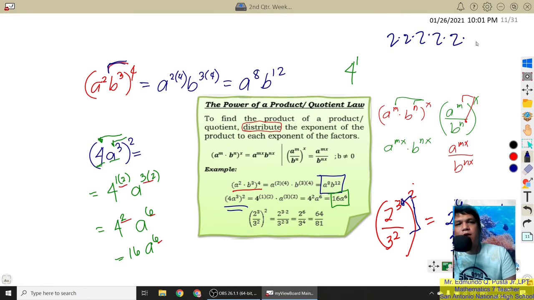1, 2, 3, 4, 5, 6. This one is 64. How about this one? 3 raised to 3 times 3 times 3 times 3. Yeah, kanina, no? We have 81. So, 64 over 81. Okay? Okay. So, next.